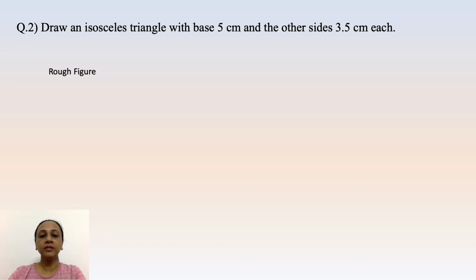Here, the base is given 5 cm. So, draw a baseline LM and write measurement 5 cm. Then, draw other two sides NL and NM and write measurements 3.5 cm.